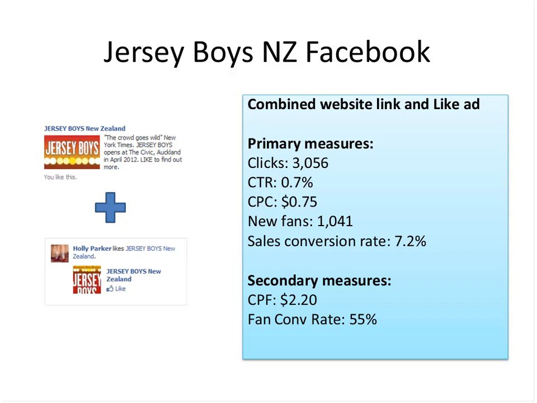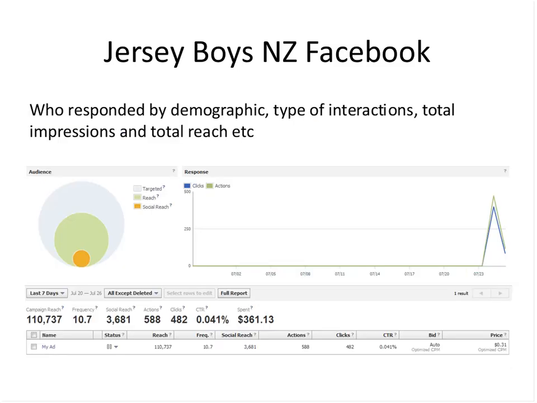Here's an example of a campaign we ran for Jersey Boys Facebook. In this case, it was a combined ad, so they could click through to the website. That was the primary call to action, but it also included a like option at the bottom of the ad. These are our primary measures, so we got 1,041 new fans. We had 3,000 clicks to the website, a conversion rate of 7.2%. About 7% is fairly typical for us, actually.